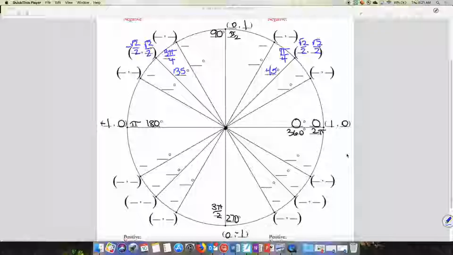Do you think there's going to be some patterns that happen here since we're using the same triangle to create multiple coordinates? I bet so. All right, so let's move to the third quadrant.